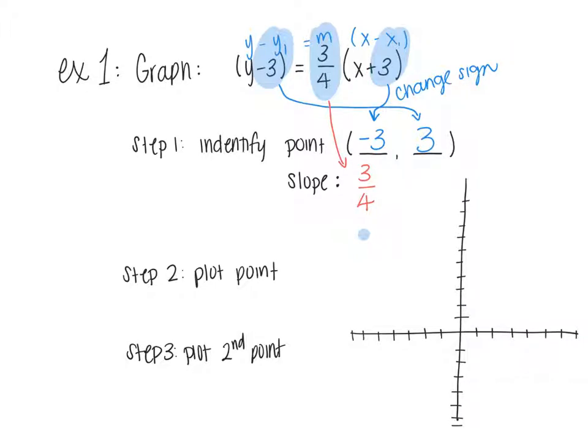Okay, so there's step 1. Identify the point and the slope. Again, in point slope, you can pull out the point easily and pull out the slope. The second thing is going to be plot the point. Well, only one of those is a point. So I'm going to go to my graph and plot the point negative 3, 3. So I go to the left 3, 1, 2, 3, and then up 3, and put a dot.